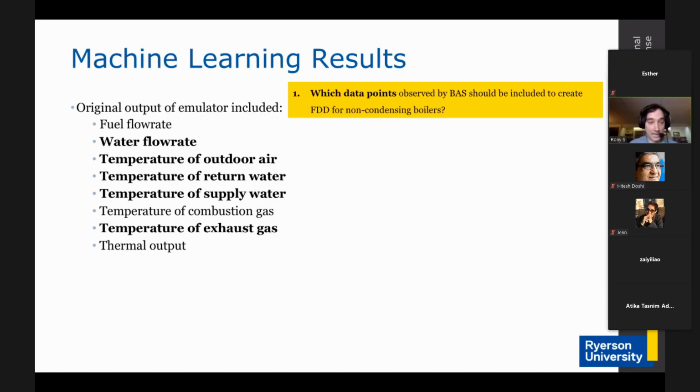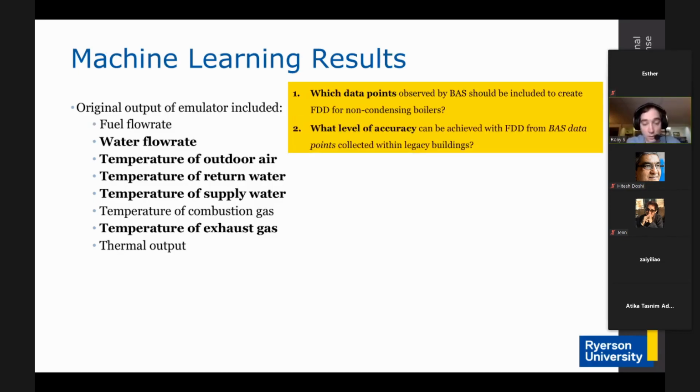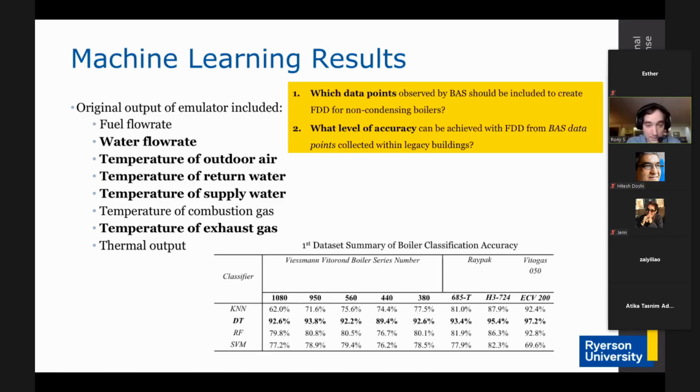And so with that, we have a data set of observable BAS points across multiple faults and multiple operating conditions, and we can answer that second question of what level of accuracy we can achieve with this output. Here's the summary of our first iteration of data sets. We can see various manufacturers for the boilers across four classification schemes, our machine learning algorithms. Bolded is our best situation, where we have roughly 90% accuracy. The results are generally good and provide a decent amount of accuracy.